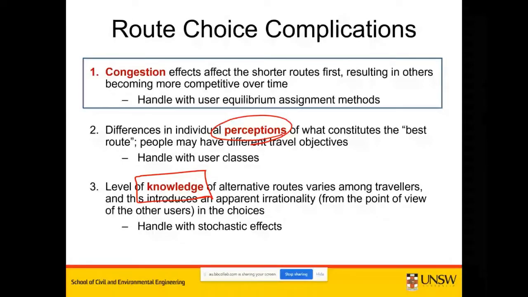So the way we handle it is with a stochastic route choice, which I think towards the end of the course, week 7 or week 8, we'll cover. But anyways, in the user equilibrium, we only take into account congestion. We can take into account different perceptions by introducing different user classes, but the problem with perfect knowledge cannot be handled with user equilibrium, and one solution is going with a stochastic route choice.